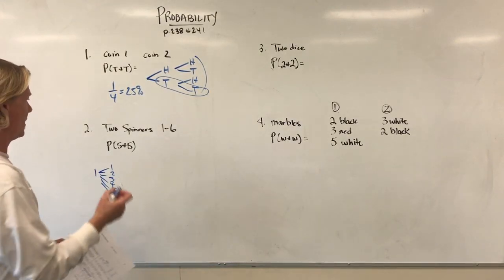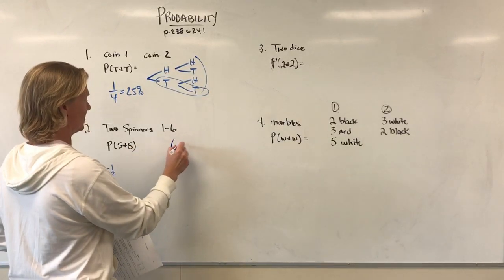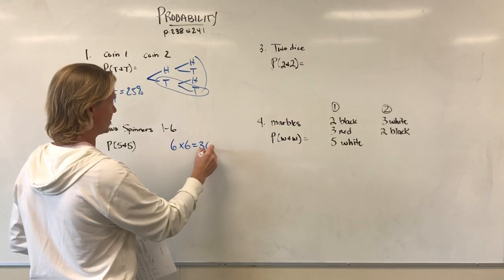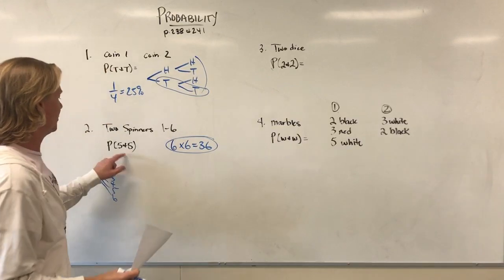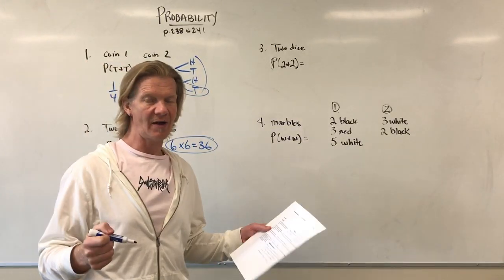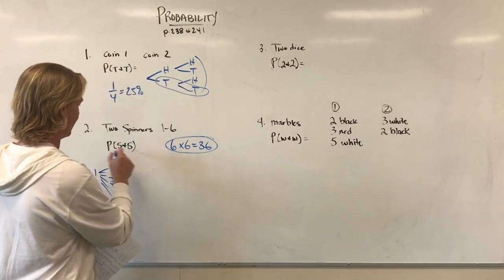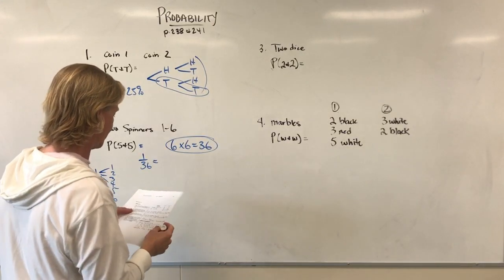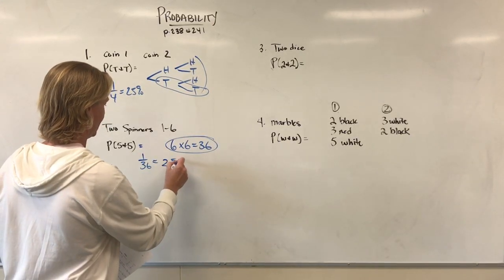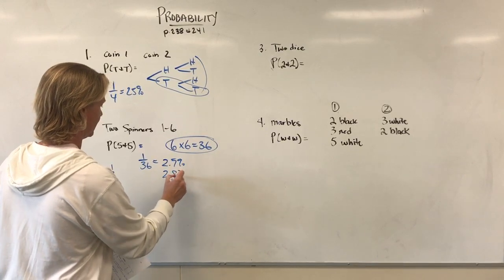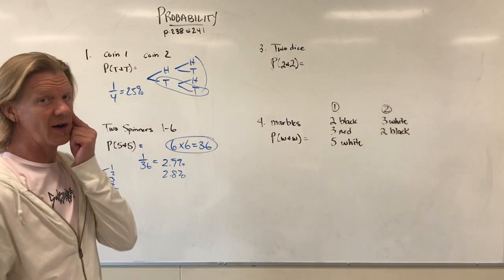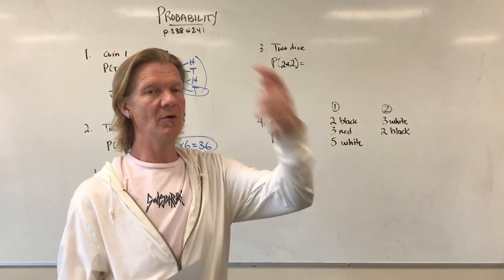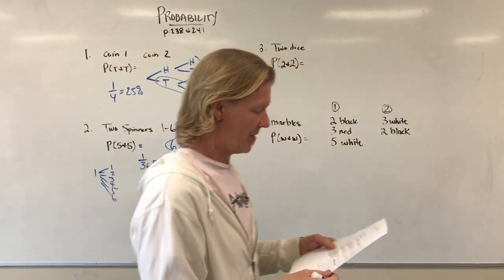Or I just know that there are 6 outcomes on the first die, there's 6 on the second die, so there's 36 possible outcomes, but there's only one way to get a 5 and a 5. So my probability of getting a 5 and a 5 is 1 out of 36, and that's a really low percent. I think it's 2.7 repeating percent, or 2.8%. So that shortcut is very helpful, and as we move forward in probability, shortcuts are going to become your best friend.